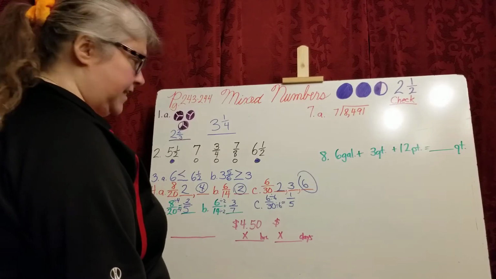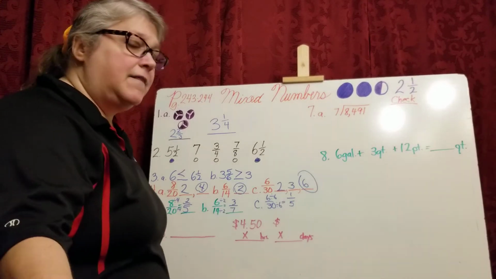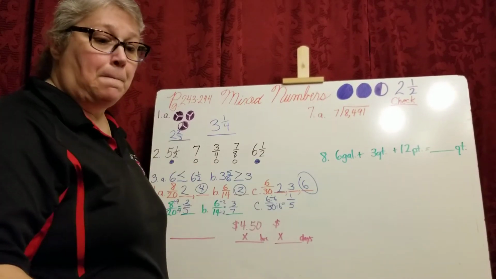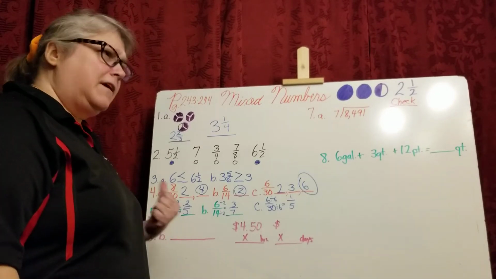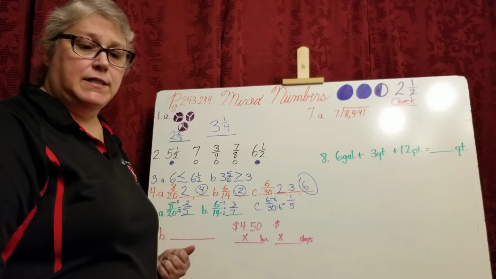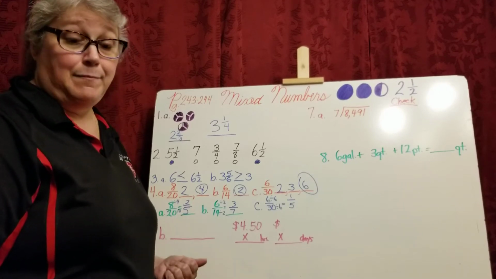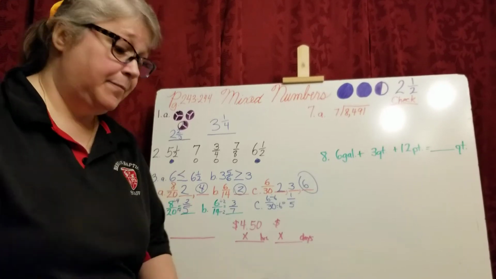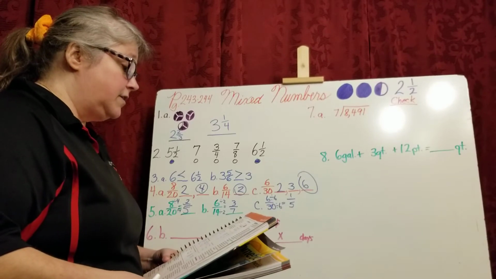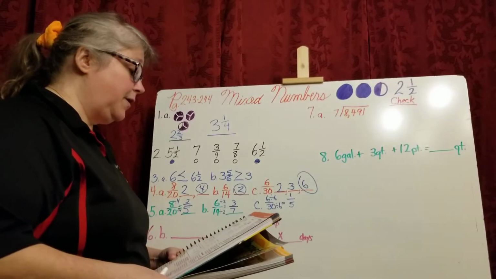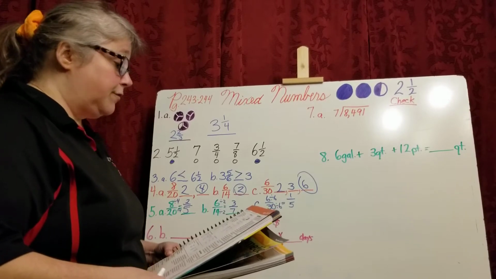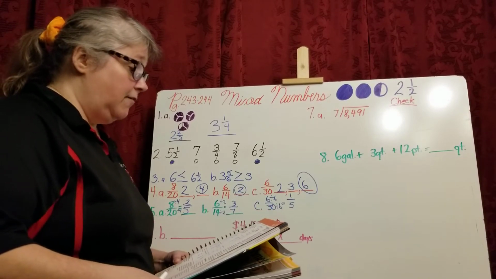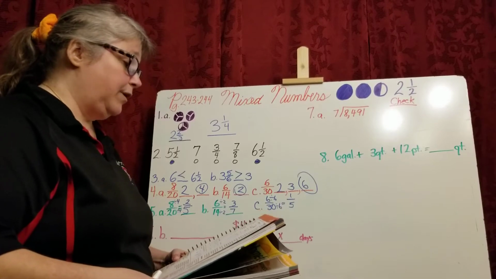Now let's go to 6B. It's actually on the top of the next page. I'm leaving A for you. A is going to be, I think, pretty easy. Just think about your process. But let's look at B. And B says, Oliver earns $4.50 per hour helping with yard work. If he works 3 hours every Saturday for 4 Saturdays, how much will he earn?